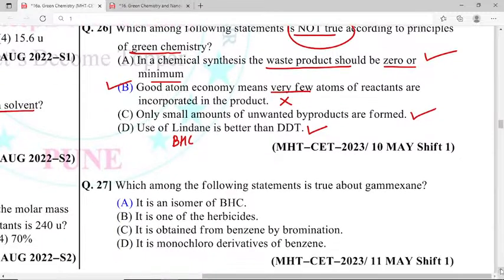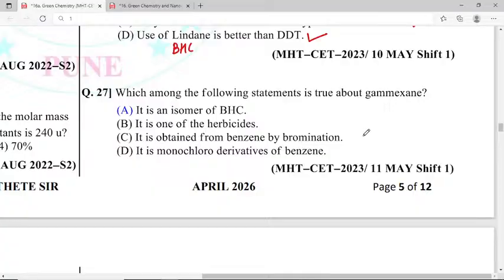Next question. Which among the following statements is true about gamma hexane? It is an isomer of BHC. Yes, it is correct. So this is your correct answer. It is one of the herbicides. No, it is not a herbicide. It is an insecticide. Yes, I am also teaching the concept.